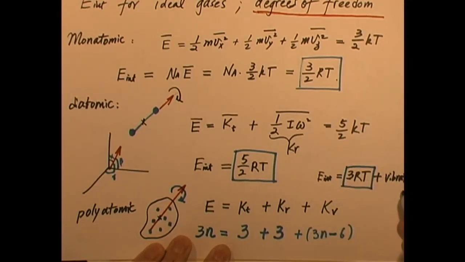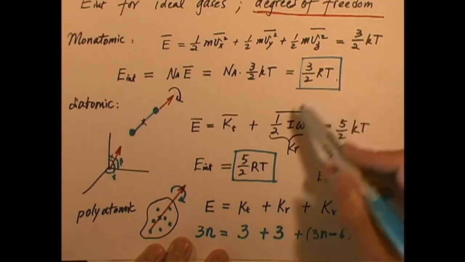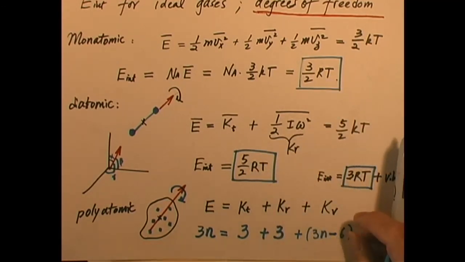How come I leave the vibrational energy out? Well, you will see this in a minute. But you see, if you only consider translation and rotation, there are different values for different types of atoms, whether it's monatomic, diatomic, or polyatomic.